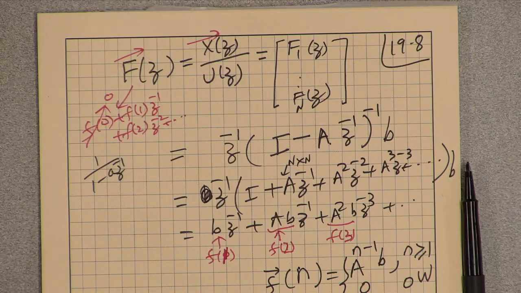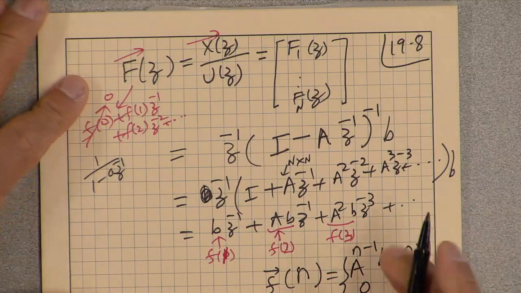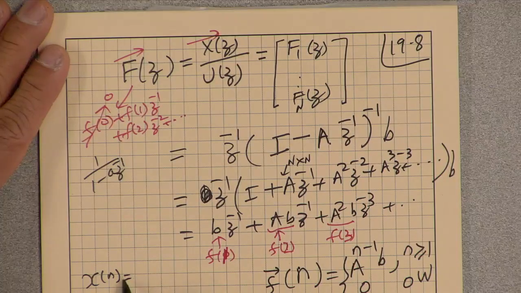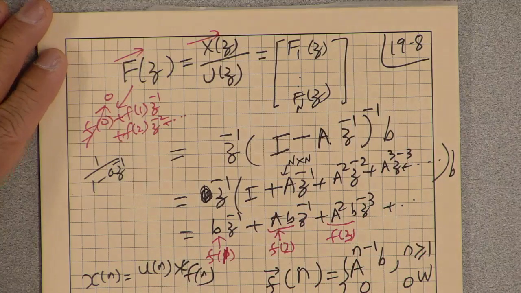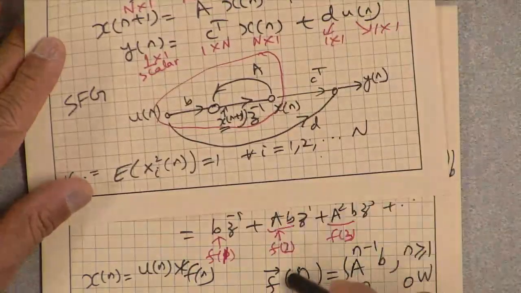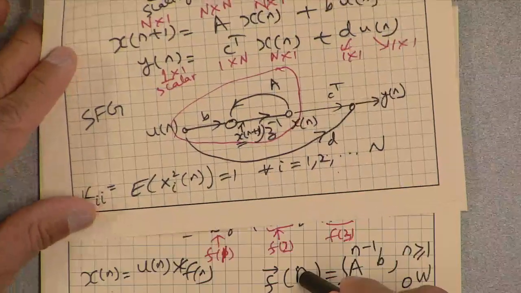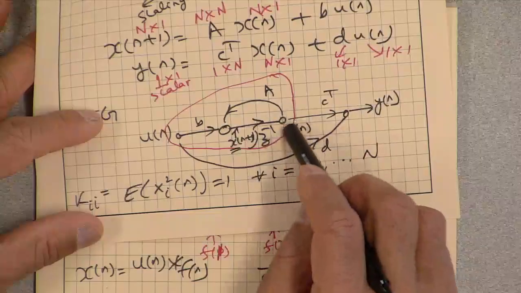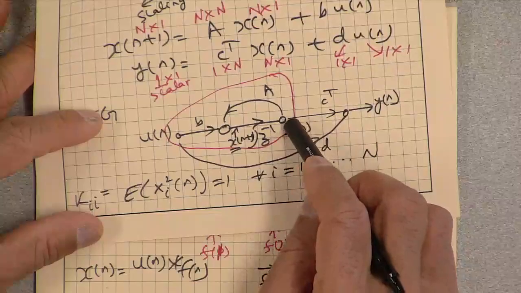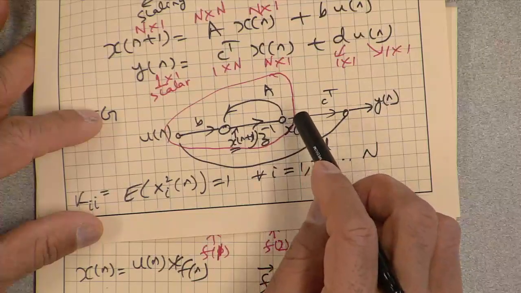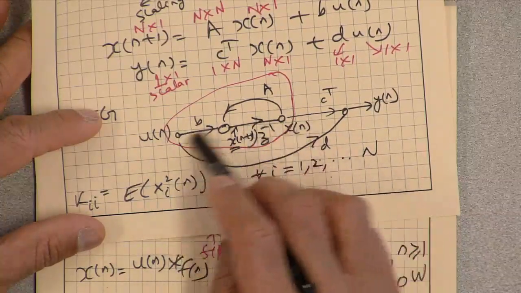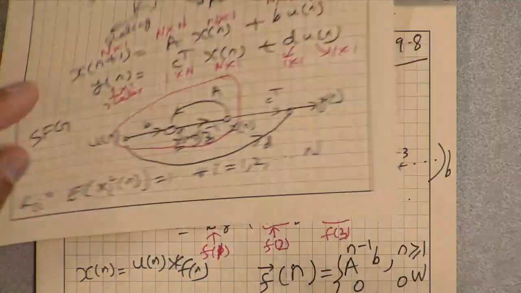So now I can compute x_n. So what exactly is x_n? x_n is equal to u_n, the input, convolved with f_n. If I know the impulse response, or unit sample response, f_n from the input u to this point with output the state x_n, then the state x_n is u times the impulse response from u to x, which is f.